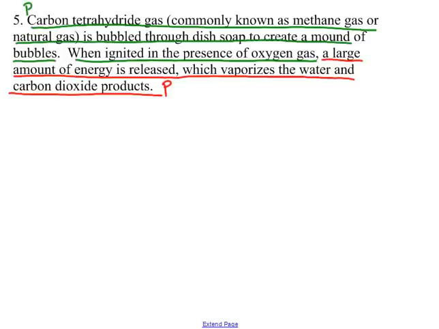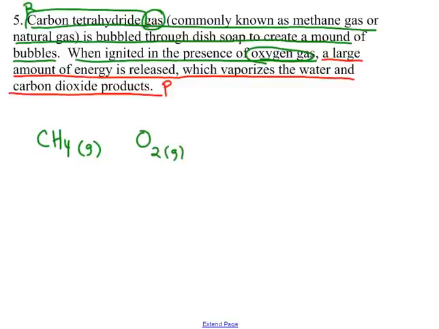The underlining green are our reactants. So let's start with our reactants. Our first reactant is carbon tetrahydride, commonly known as methane. So carbon tetrahydride, the prefixes tell us the formula. This is CH4. It's a gas, so I'm going to write that as a G. Now, when it's ignited in the presence of oxygen gas, that means oxygen gas is going to be one of our reactants, but remember, oxygen is one of the 7 diatomic elements, so therefore O2, and it is a gas, so I'm going to put G.